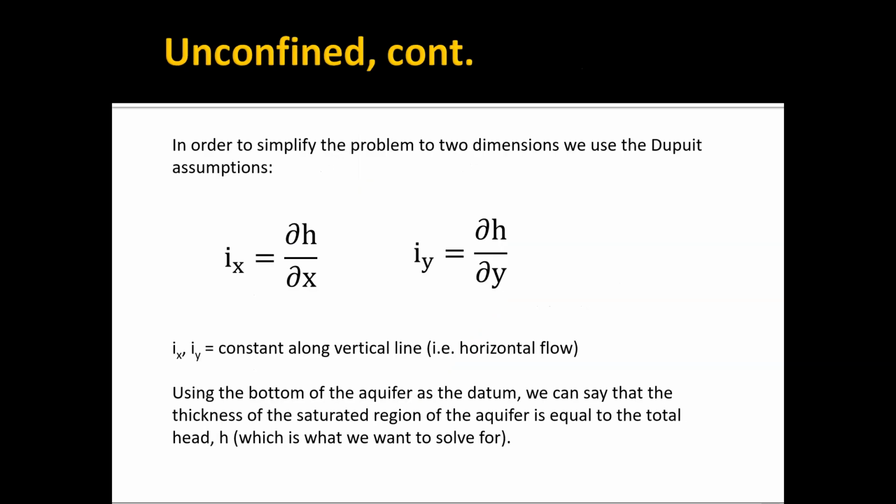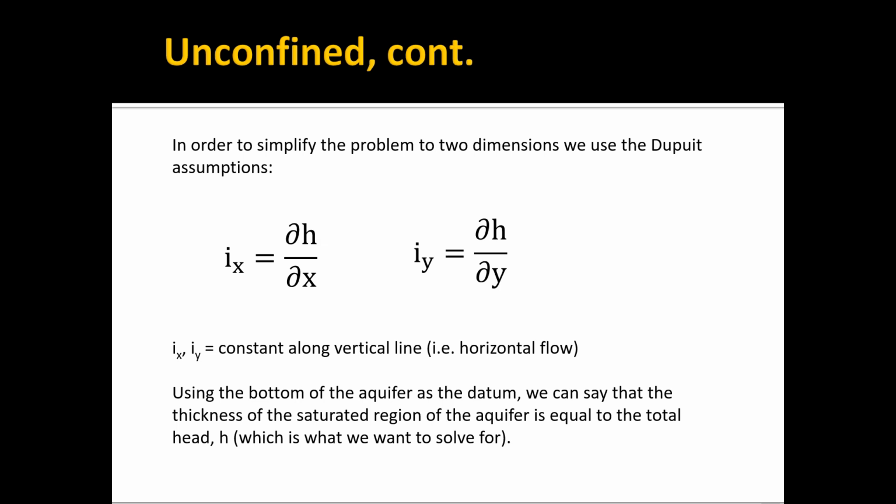So how do we tackle this? In order to solve it, we need to use what are called the Dupuit assumptions. If you look at the hydraulic gradient in the x and the y direction, they're defined as del h del x and del h del y, as we've discussed before. One of the Dupuit assumptions is that the hydraulic gradient is constant along a vertical line.